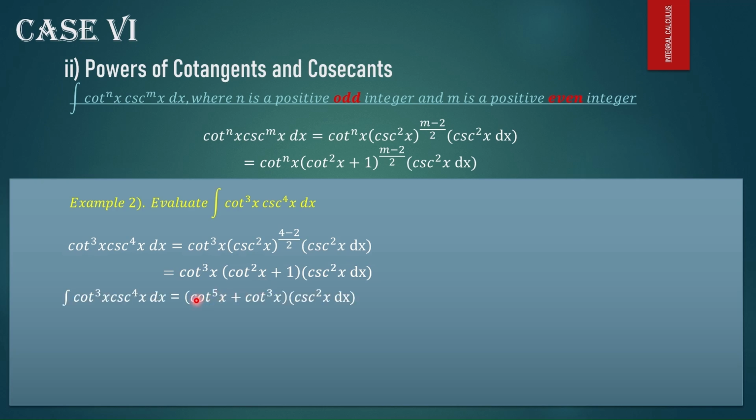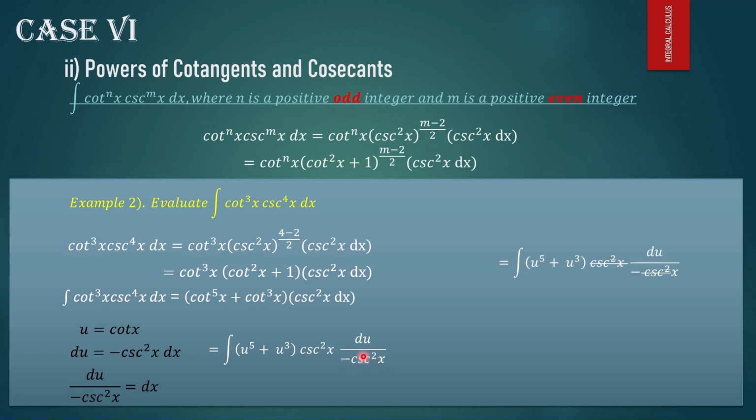By distribution, we get 5 power of cotangent x plus 3 power of cotangent x multiplied to cosecant squared x dx. We let cotangent x to be our u. By substitution, we get the integral of u raised to 5 plus u raised to 3 multiplied to cosecant squared x du over negative cosecant squared x. So with that, we can cancel out cosecant squared x. Ilalabas natin si negative sign outside the integral.